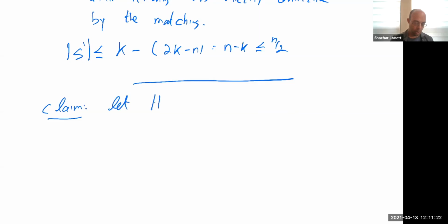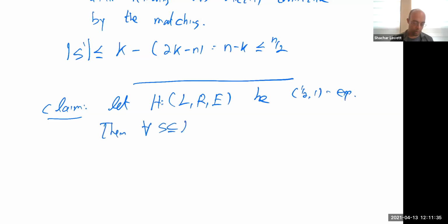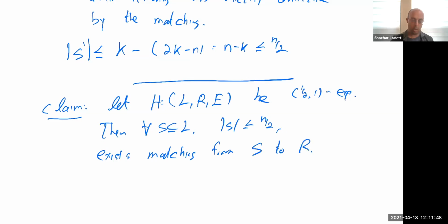So let H be a half-1 expander. Then for every set S whose size is at least n over 2, there exists a matching from S to R, meaning that for every node in S, we choose a distinct node in R.